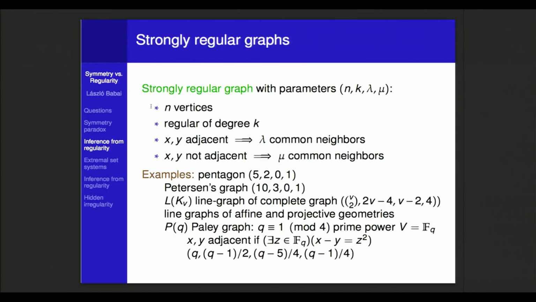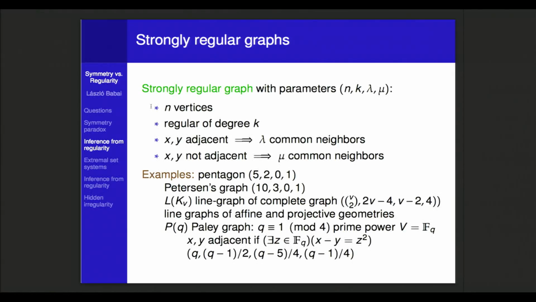A strongly regular graph is usually described in terms of 4 parameters. N is the number of vertices. The graph is regular of degree k, so every vertex has k neighbors. An adjacent pair of vertices has lambda common neighbors, and a non-adjacent pair of vertices has mu common neighbors. So for instance, if you look at the pentagon, which I failed to draw here, it has 5 vertices. Every vertex has degree 2. Adjacent vertices have no common neighbor. The graph doesn't have a triangle. And a non-adjacent pair of vertices has exactly 1 common neighbor because it doesn't have a quadrilateral. Petersen's graph has similar parameters. It has degree 3, and lambda and mu are the same.